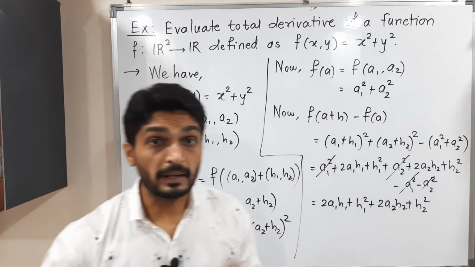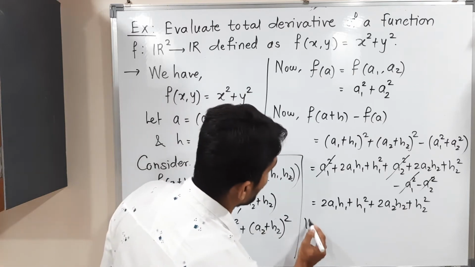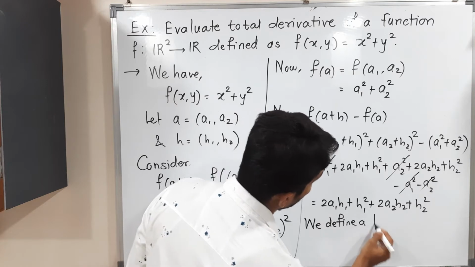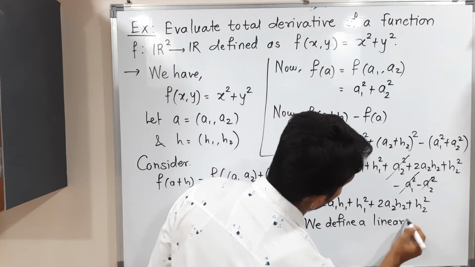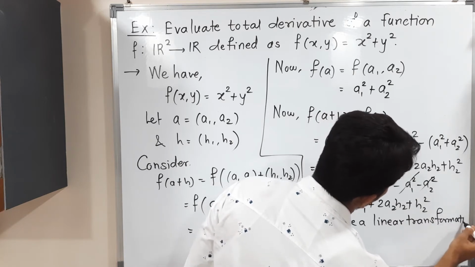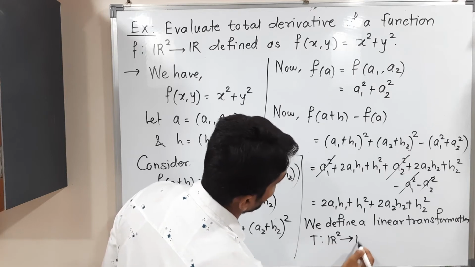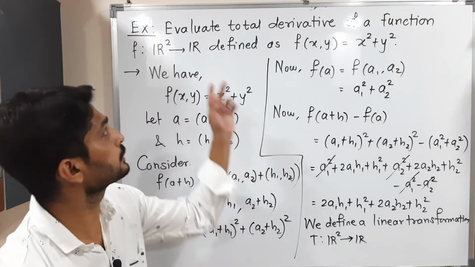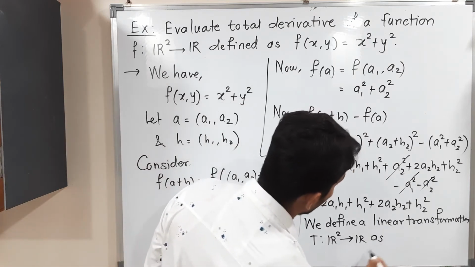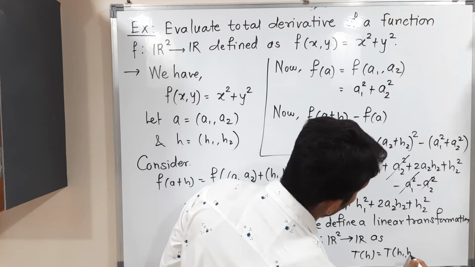After that, the main task of this problem: we have to define the linear transformation. We define a linear transformation T from R2 to R. Since we have a function also from R2 to R, we are defining it this way: T of h, which is equal to T of h1 comma h2.